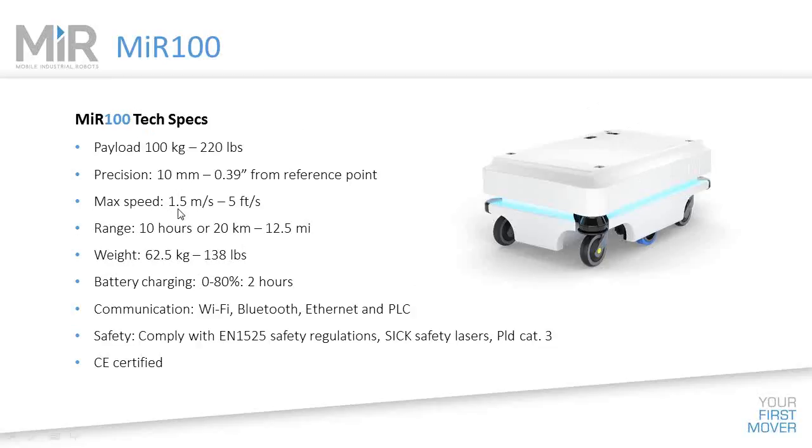You see the max speed. Those max speeds are there because it falls into the collaborative robot standard, and that calls for a max speed of 1.5 meters per second, a little over 3.5 miles an hour or thereabouts. The range on a full charge, 10 hours or 20 kilometers. And you can see the weight for this device is about 138 pounds. That's before you add any other payload up onto the top of it. Battery charging, as it says here, you can go 0 to 80% in just 2 hours.